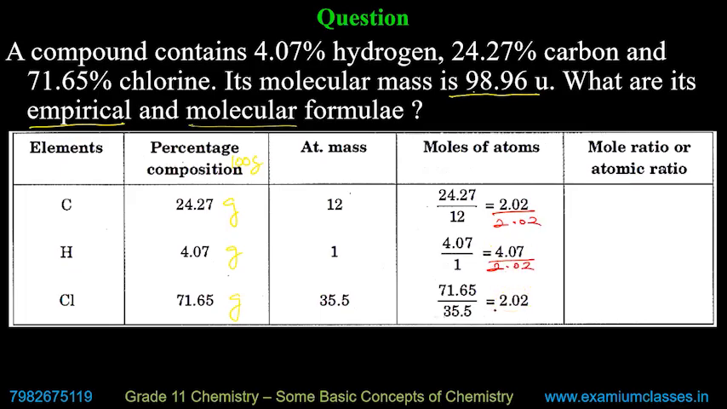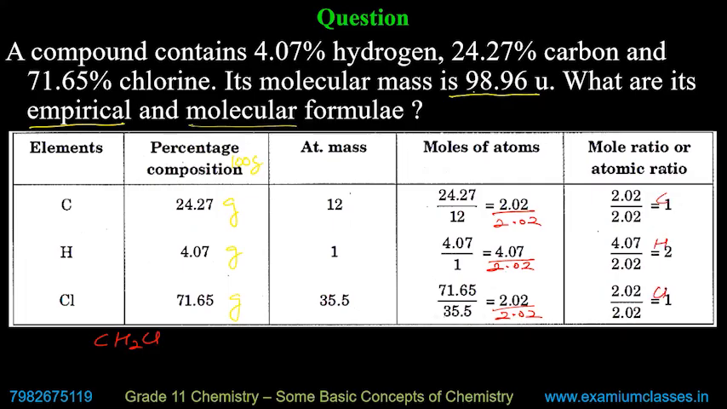then the ratio will be approximately 1:2:1. It means the empirical formula is CH2Cl. Is that clear up to here or not? It is C1H2Cl1, so it will be CH2Cl. The 1 is not written. The empirical formula is CH2Cl.